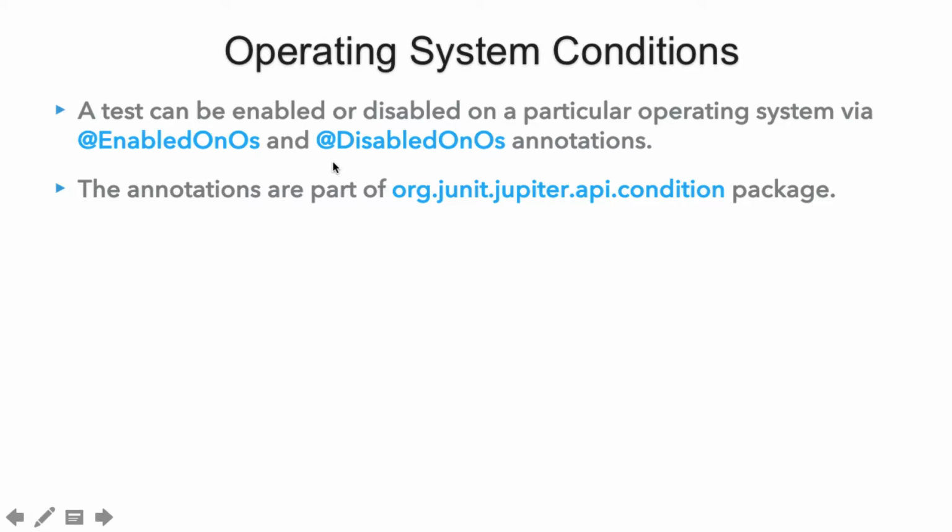And similarly, let's say if you want to disable a particular test case on Linux or Mac, then we can simply provide this annotation on top of our @Test, and we can simply provide the values, say Linux or Mac. So that particular test case will be disabled or simply skipped when we execute the test case on Linux or Mac operating system.